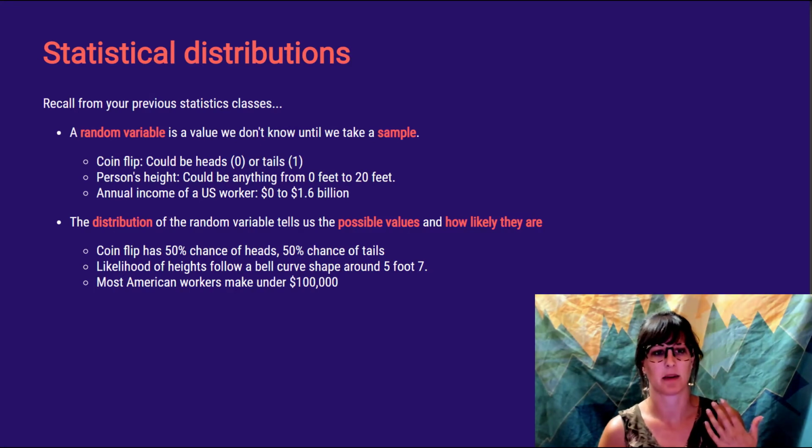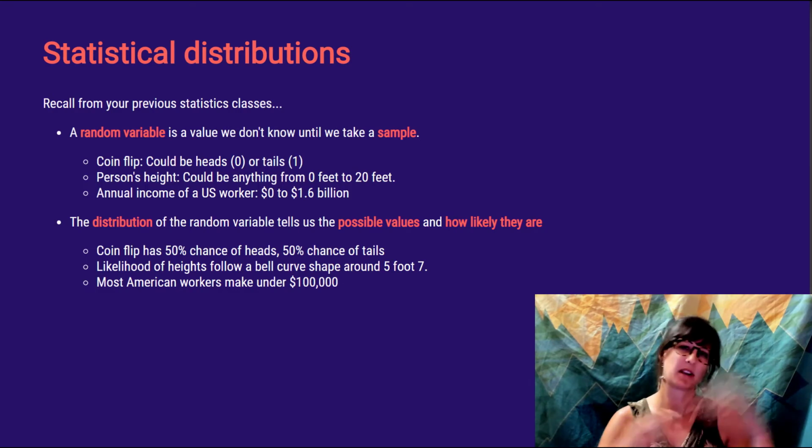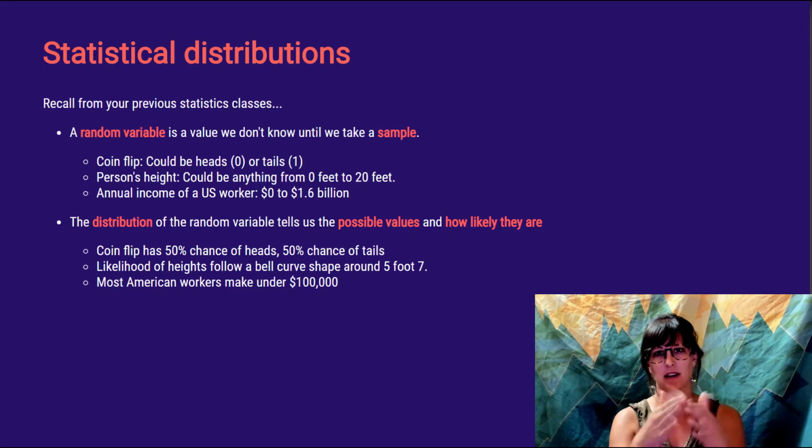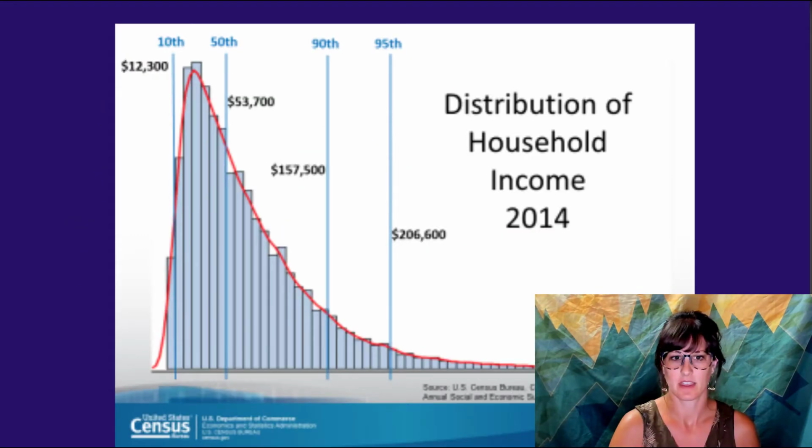Similarly, we might talk about the distribution of income in the US, and while we know that it might be anywhere from $0 to $1.6 billion a year, most people don't make anywhere near 1.6 billion. Most people make under 100,000. And we could sort of document where the typical incomes lie. And we could get a shape there.